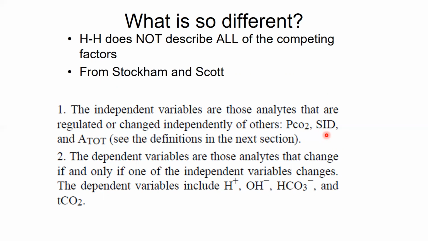So independent variables are the analytes that are regulated or changed independently of the others. That includes PCO2, the strong ion difference, and the A total, which I will explain later, but that's basically phosphorus and albumin, weak acids. The problem with bicarb and the hydrogen ion concentration in the Henderson-Hasselbalch equation is that they are not changed independently of the others. And PCO2 is, the strong ion difference is.